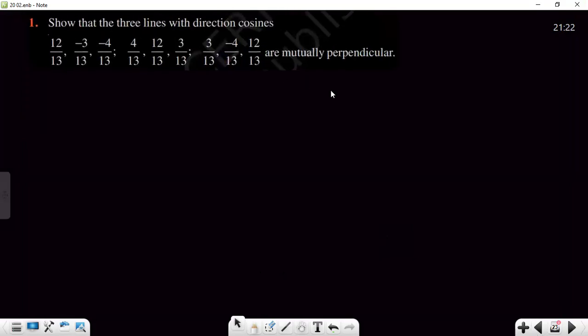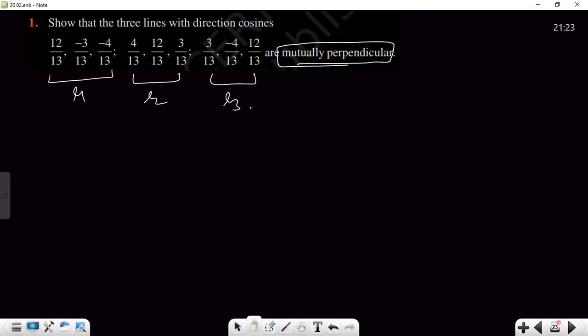First question. We have to show that these lines, this is the direction cosines of line 1, direction cosines of line 2, direction cosines of line 3, are mutually perpendicular. Let's call them L1, M1, N1, L2, M2, N2, L3, M3, N3.